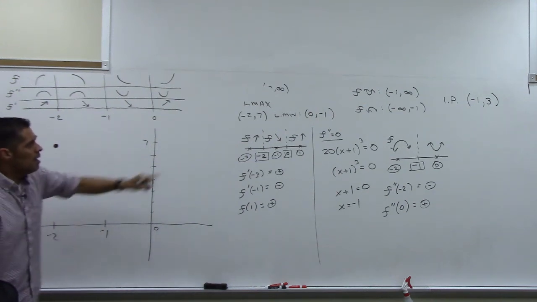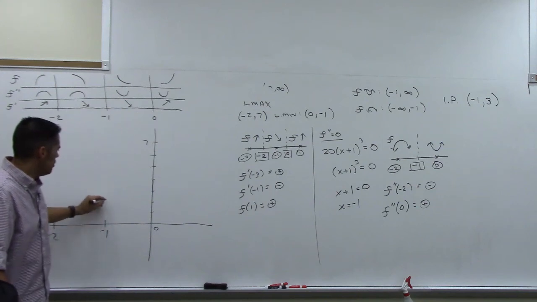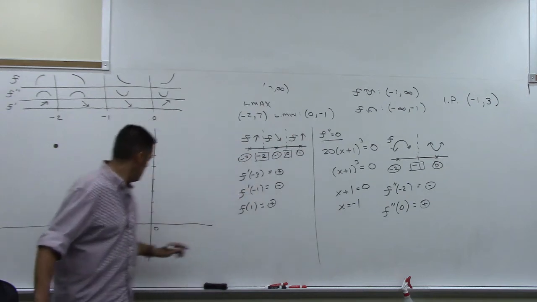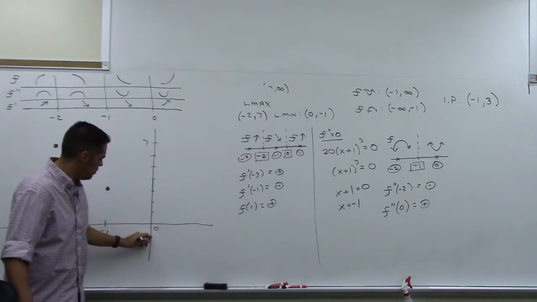At -1, I'm at 3. That was my inflection point. 1, 2, 3. There we go. And at 0, I'm at -1. So at 0, I'm at -1, which is about right here.